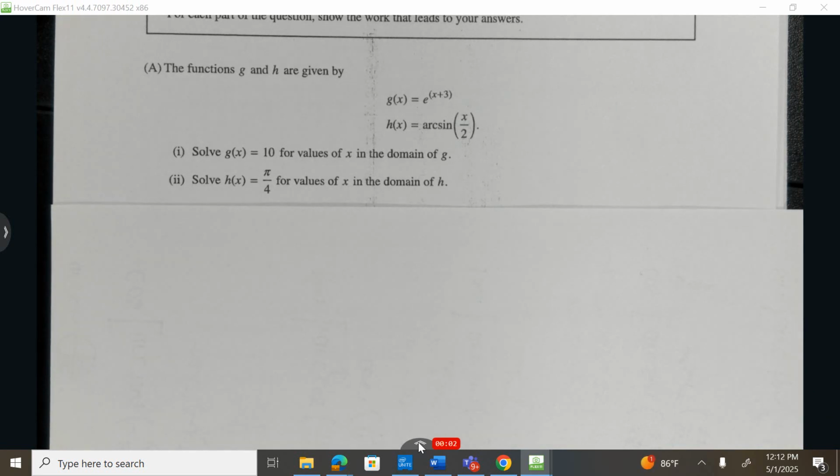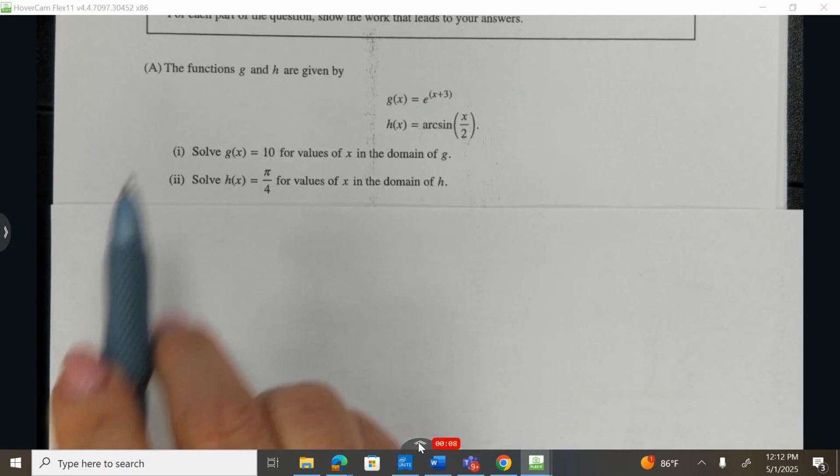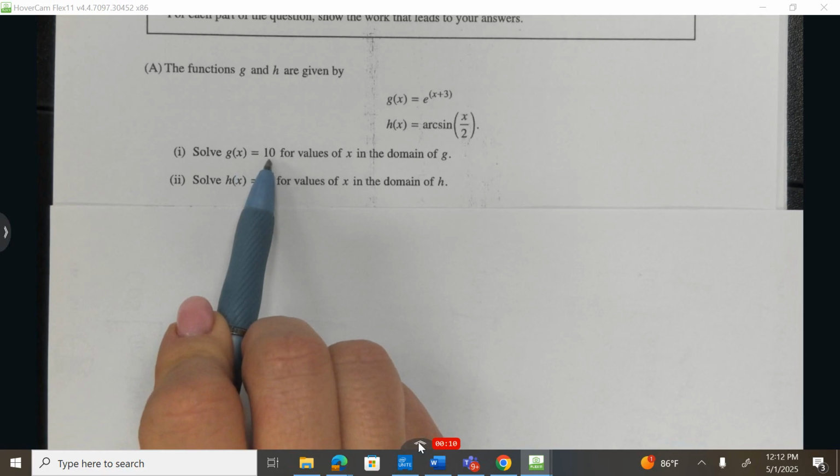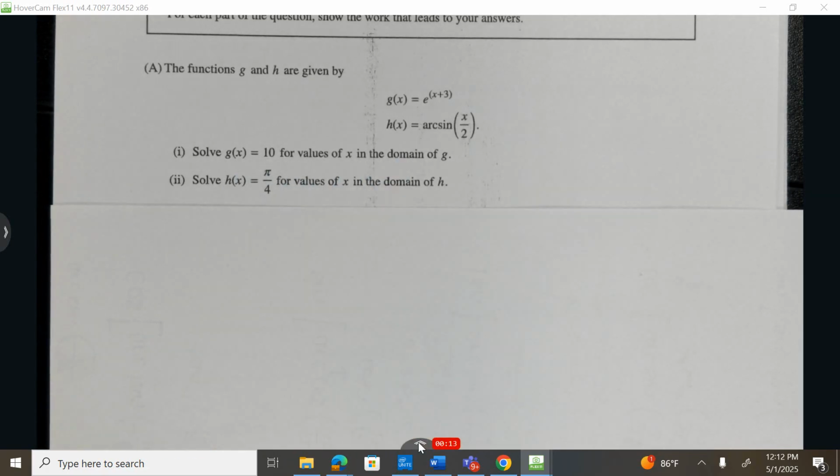All right, we're on to FRQ number 4. Remember, this is a non-calculator problem. We're going to solve part 1. Solve g of 10 for all values of x in the domain.